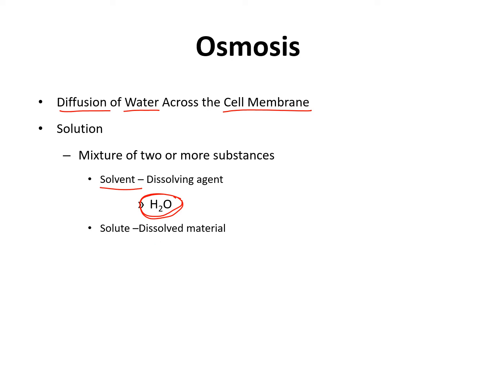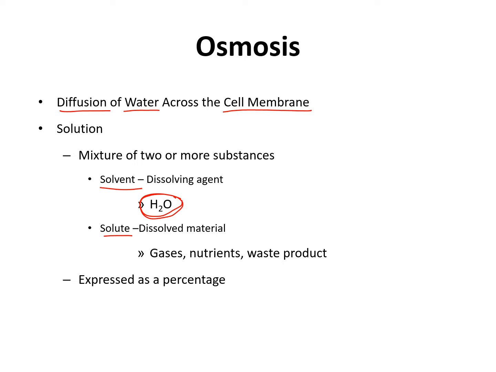The second component in a solution is the solute. And the solute are the dissolved materials that you find in the water. And that can be many different types of things. It can be gases, it can be nutrients, it can be waste products, it can be sugar.